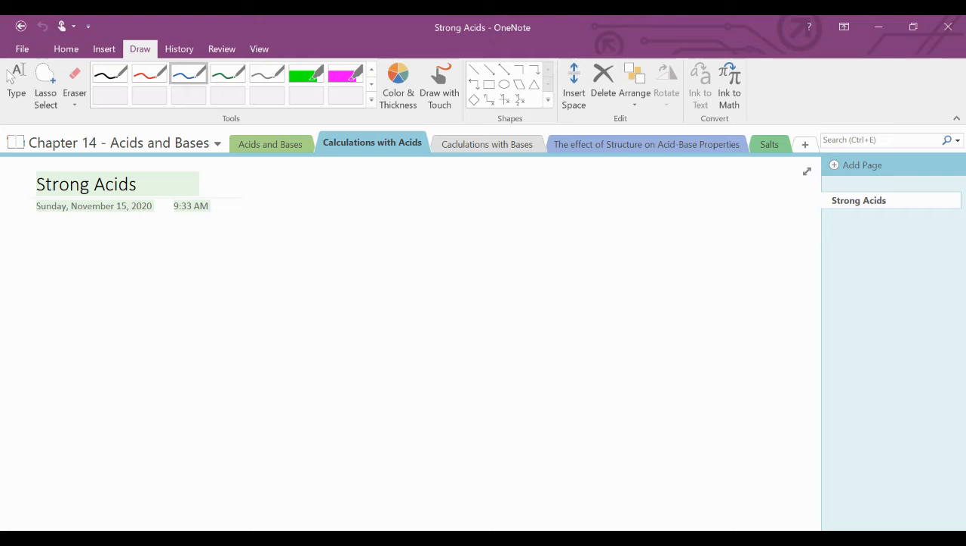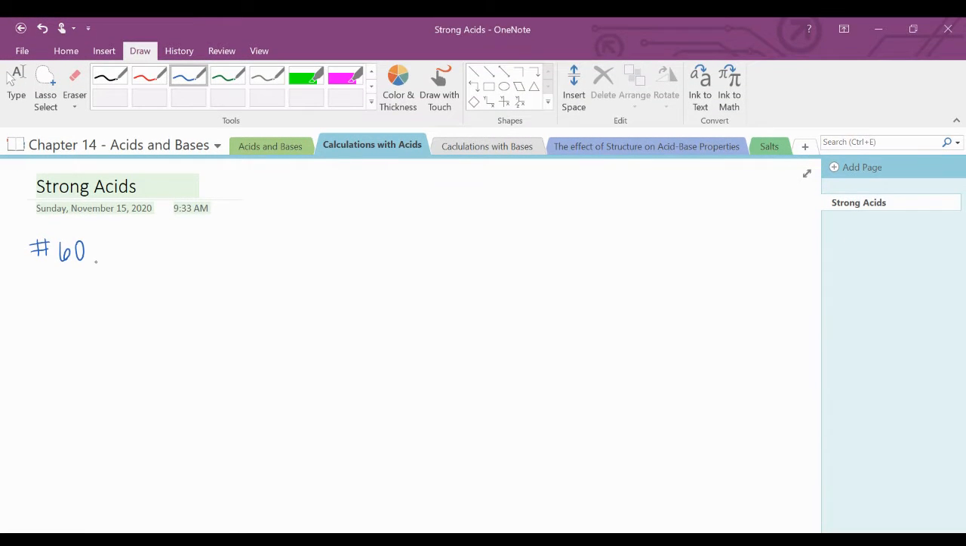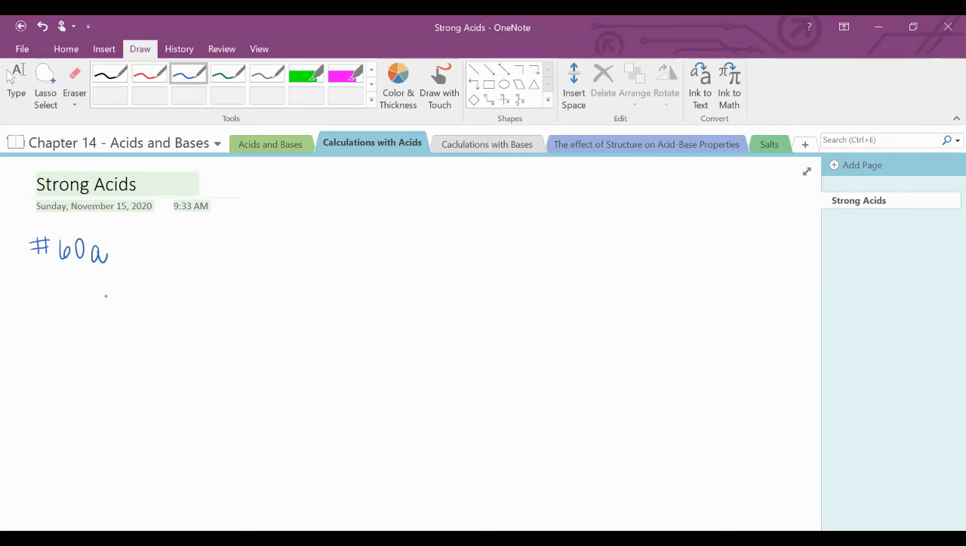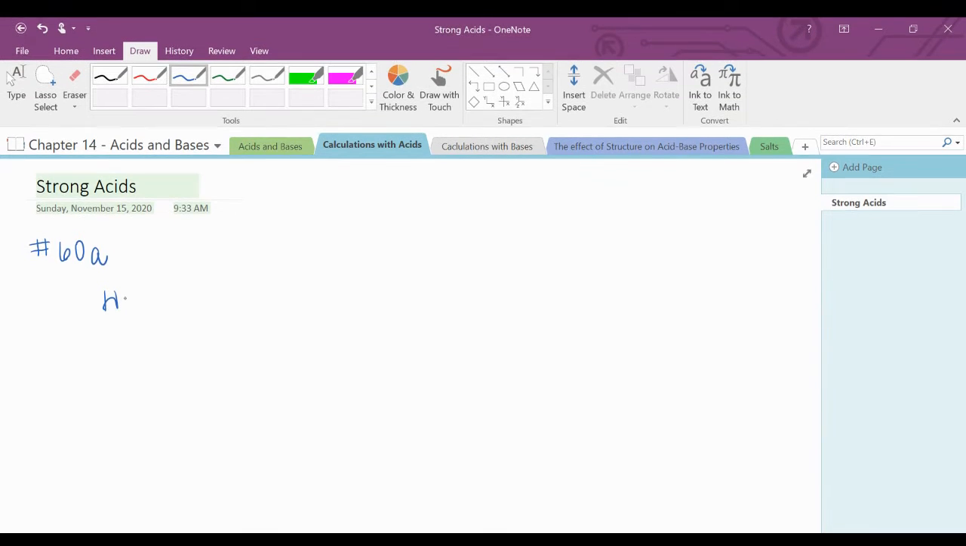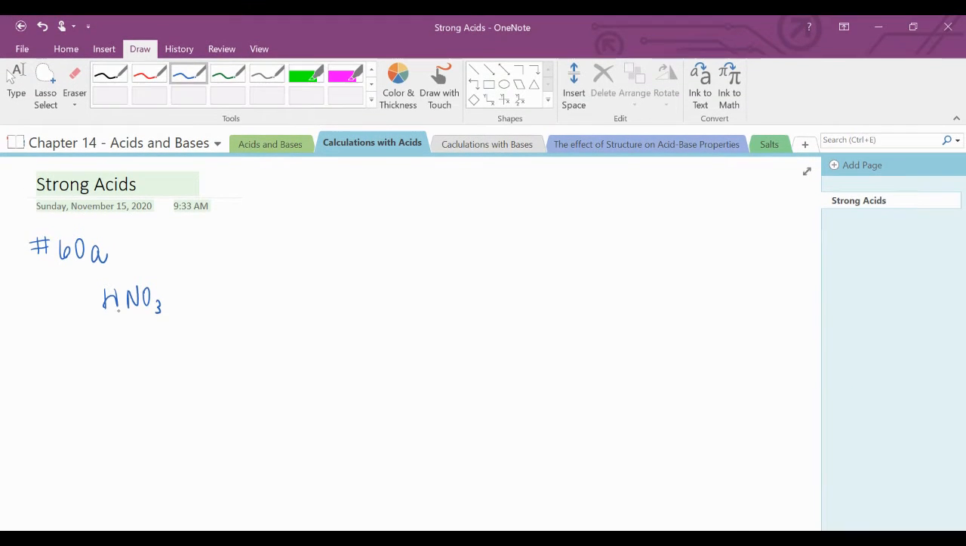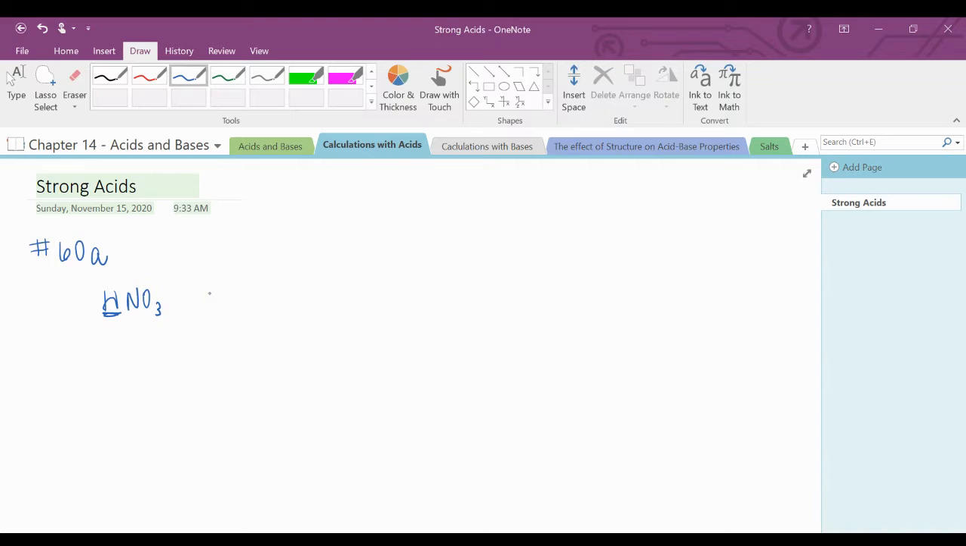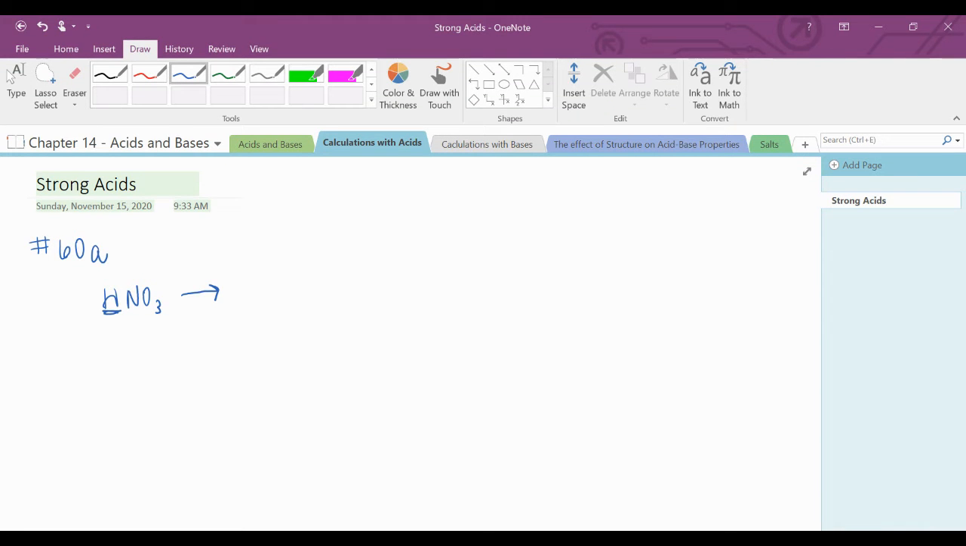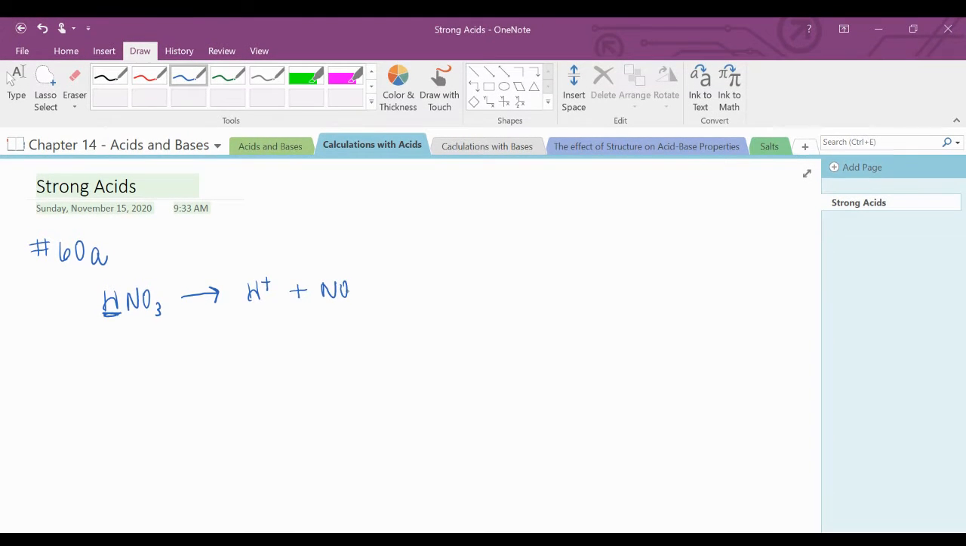And so the problem we're going to look at is number 60, letter A, in the chapter 14 end of chapter problems. And they give me that I have nitric acid. So again, there's that hydrogen in front, and it's on my strong acid list. And we know from our discussion earlier that strong acids completely dissociate to give me a hydrogen ion and an anion, which in this case is going to be nitrate.